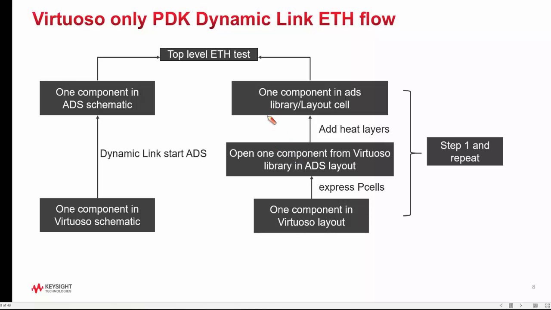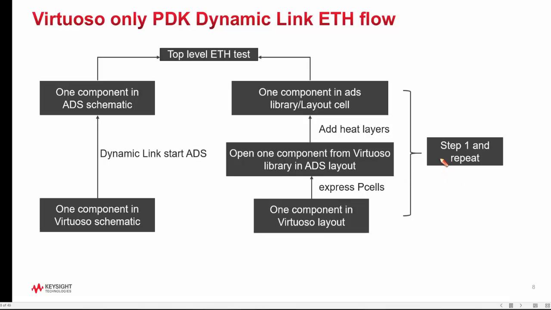So I have all the content, and on top of it, I have a different library now, right? Because this is an ADS library. On top of this library, I can add the heat layers, okay? I can't directly add heat layers here because it's a Cadence library, right? Probably I don't have the permission to go and change it, okay? So this is my plan. And then after that, you can do the top level eThermal test.